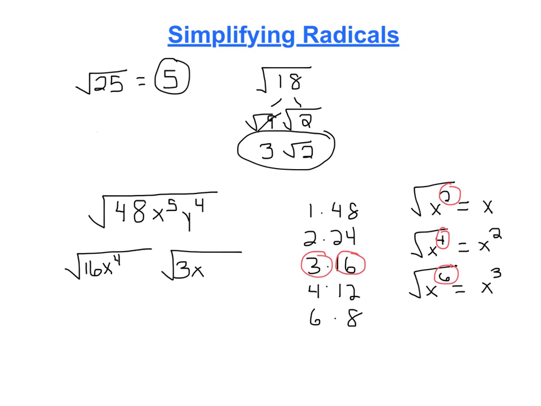Okay, and in the original problem, we also have a y to the 4th under the radical. Now, that is a perfect square because it has an even exponent. So let's just take the whole thing and move it under our perfect square radical.